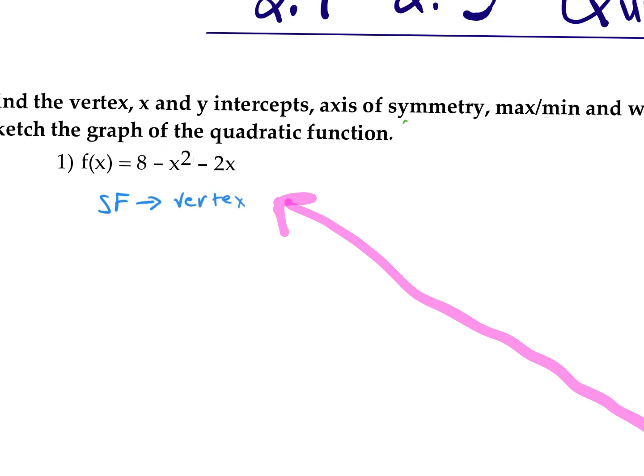Okay, what do you need in order to go to vertex form? There's 2 things you need. What are they? The vertex, good. And your what value? And your a value, good. So let's talk about what vertex form is. You guys need to know all this stuff. I'm not giving you any of these formulas.